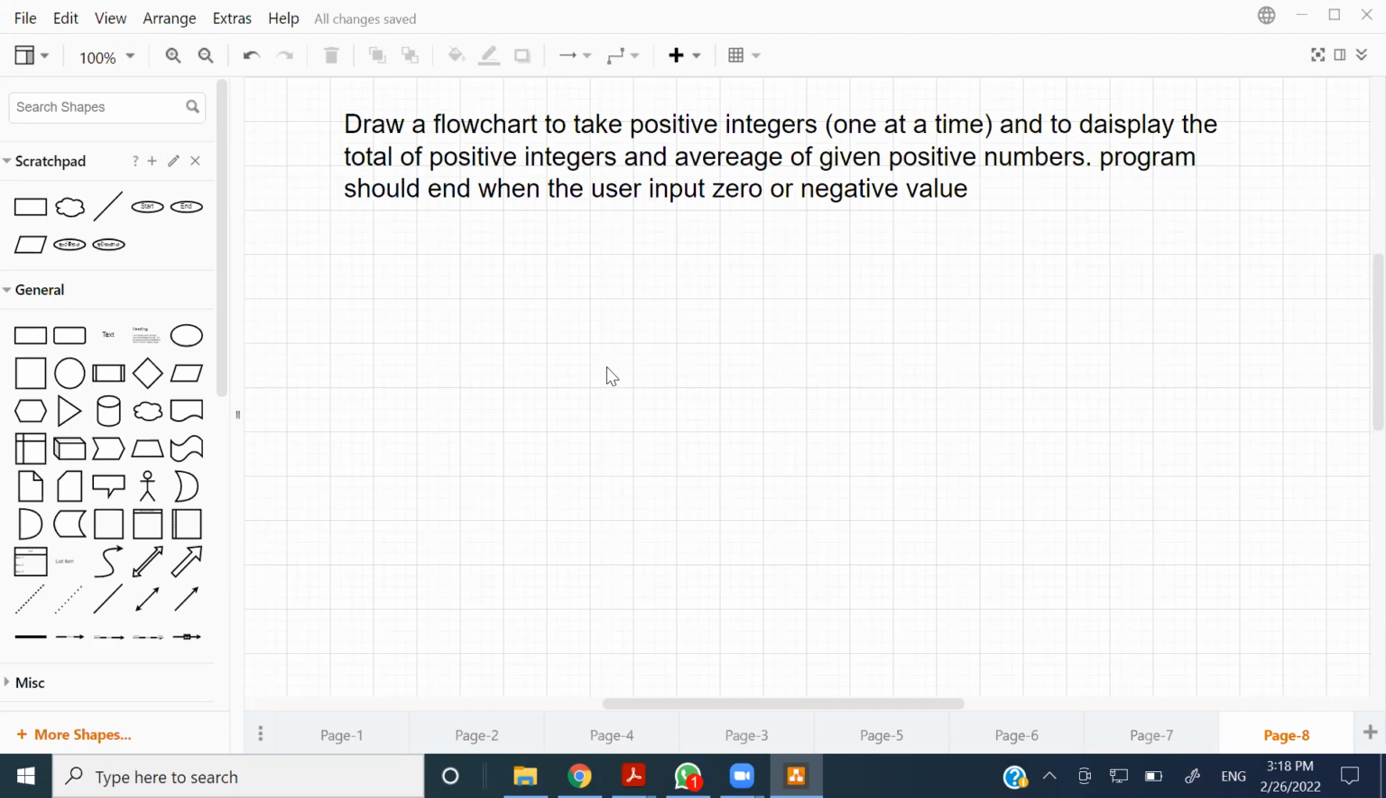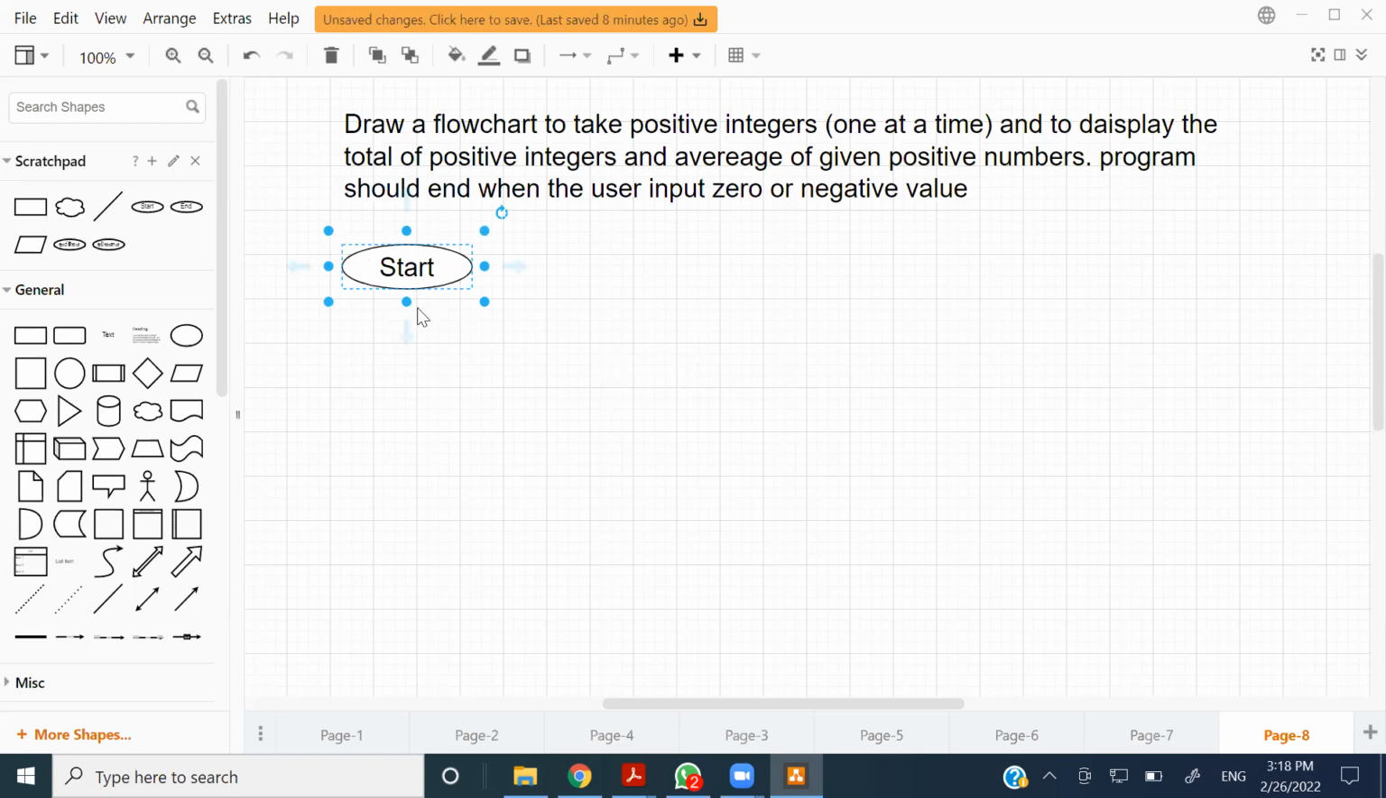So, let's discuss this, people. I'm going to draw a very fresh diagram so you can capture the things. So I'm going to take the start. So I started. And what's next, people? After start.